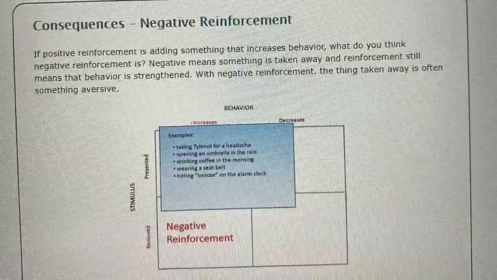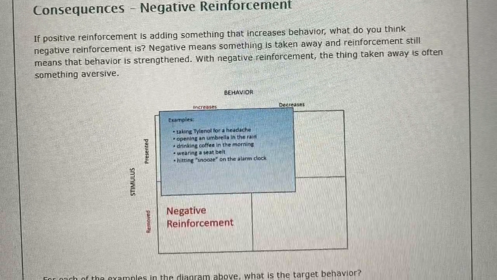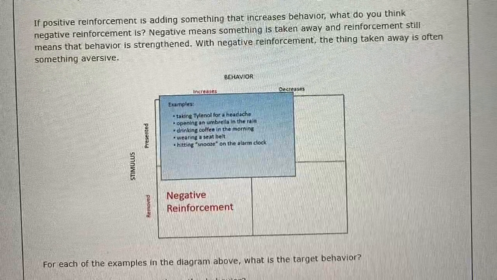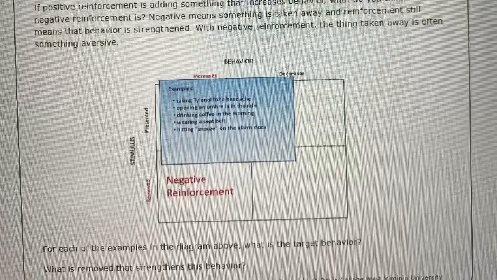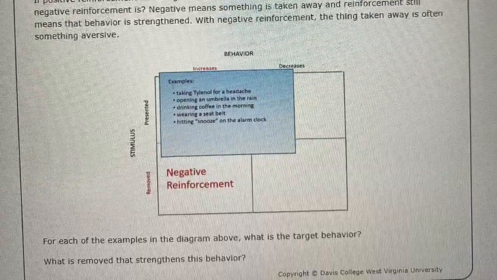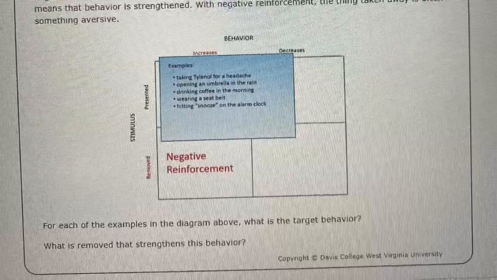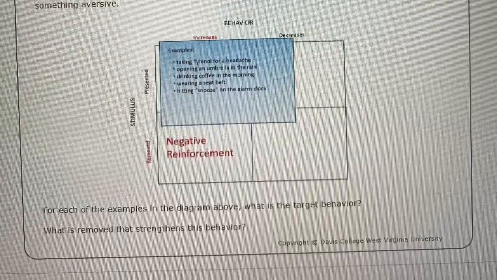Consequences: negative reinforcement. If positive reinforcement is adding something that increases behavior, what do you think negative reinforcement is? Negative means something is taken away, and reinforcement still means that behavior is strengthened. With negative reinforcement, the thing taken away is often something aversive. For each of the examples in the diagram above, what is the target behavior? What is removed that strengthens this behavior?